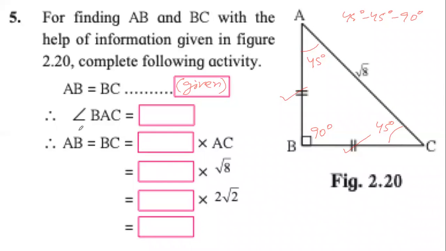Then it says angle BAC equals to how much? Now we are checking whether the child understands that when the angle is shown like this, it is of 90 degrees. 90 degrees.